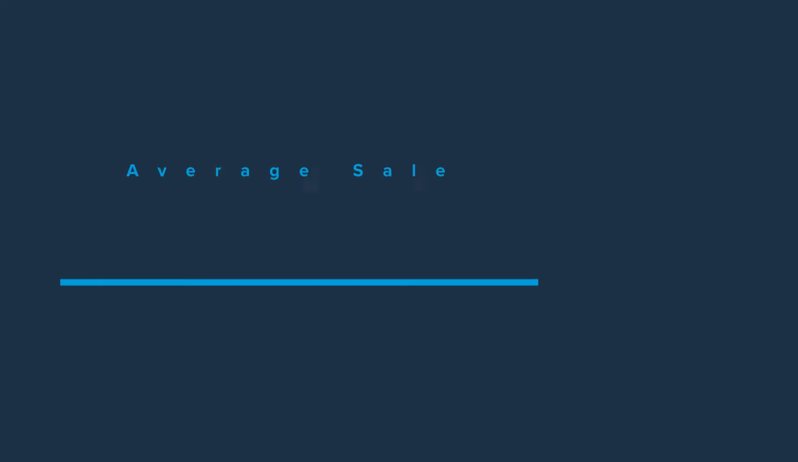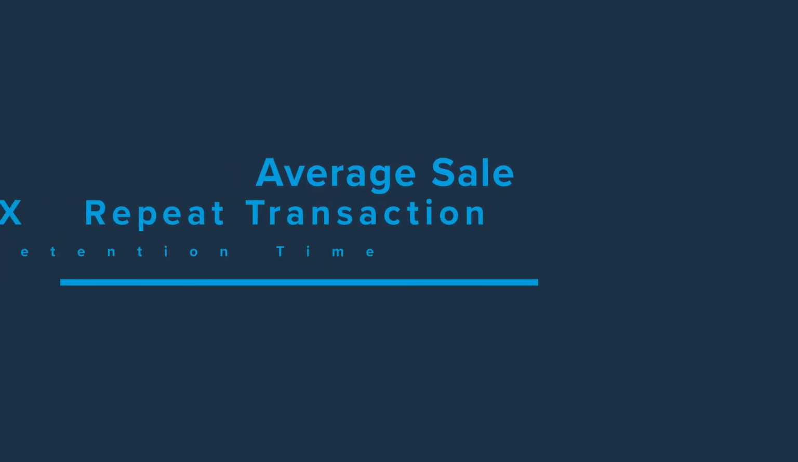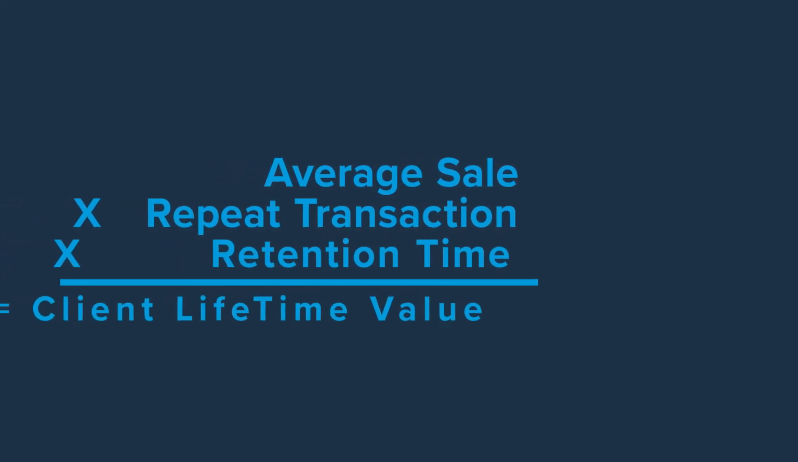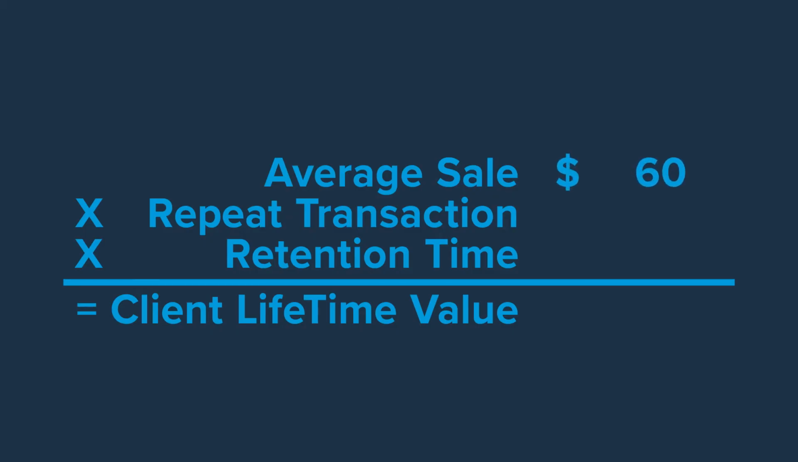Now, the average value of a sale times the number of repeat transactions times the average retention time in months or years for a typical customer. So let me give you an example here. Bob owns a dance studio. His average monthly membership is $60, paid monthly on an average of 12 months per year for an average of 3 years. So how would we figure this out? We would actually do $60 times 12 times 3, which gives you a total lifetime value of $2,160.